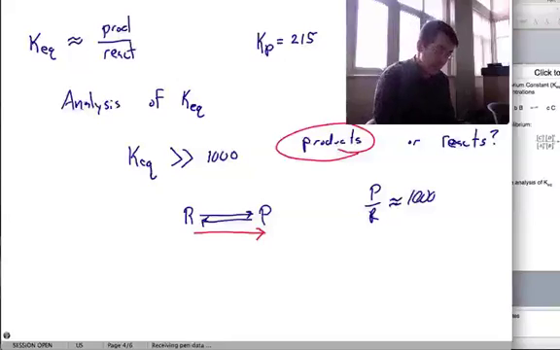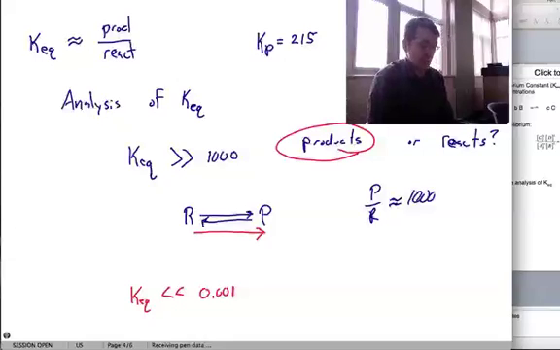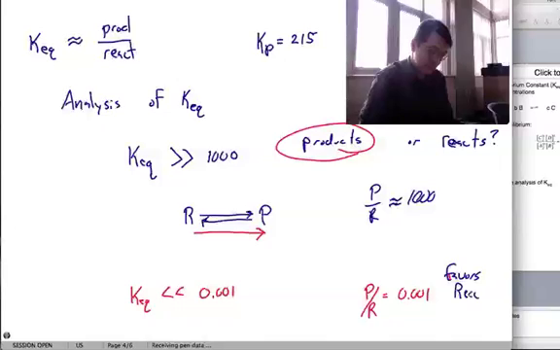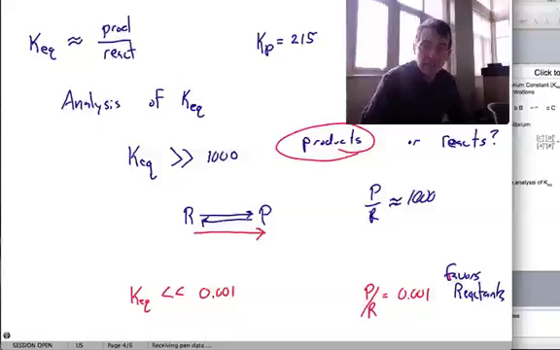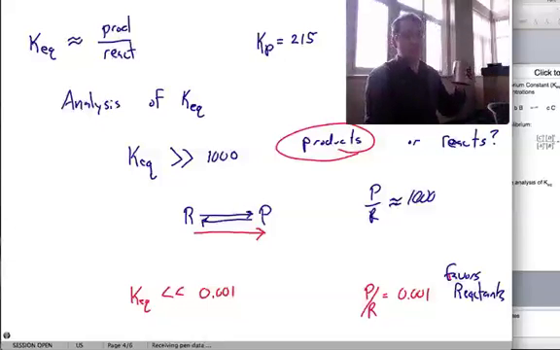Conversely, if the equilibrium constant is small, say significantly less than 0.001, we could say that the reaction would favor the reactants. Now, when it's in between these ranges, you could say that there'd be significant amounts of each present. Now, this is an approximation. You can't just use this to make the assumption.